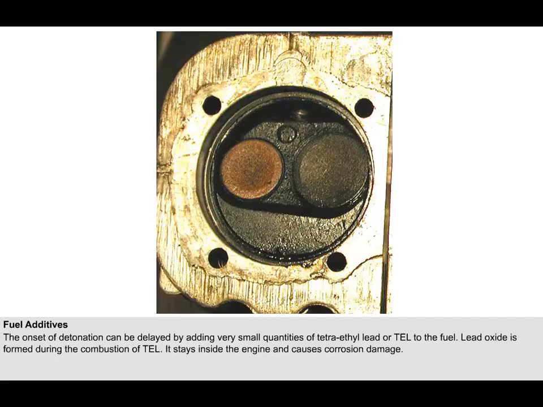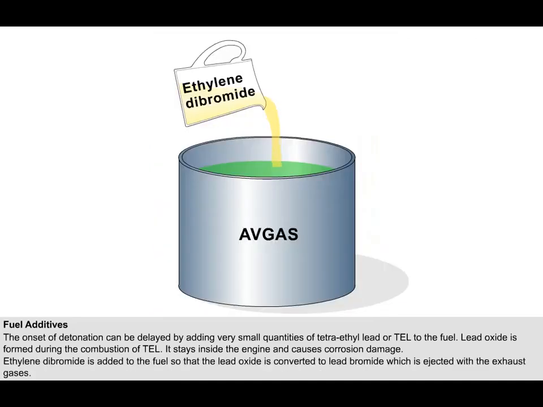Lead oxide is formed during combustion. It stays inside the engine and has a corrosive effect on the exhaust valve seat and the sparking plug electrodes. In order to prevent the formation of lead oxide, ethylene dibromide is added to the fuel. This changes the reaction which occurs during combustion so that the lead oxide is converted to lead bromide. Lead bromide is volatile and is ejected with the exhaust gases.